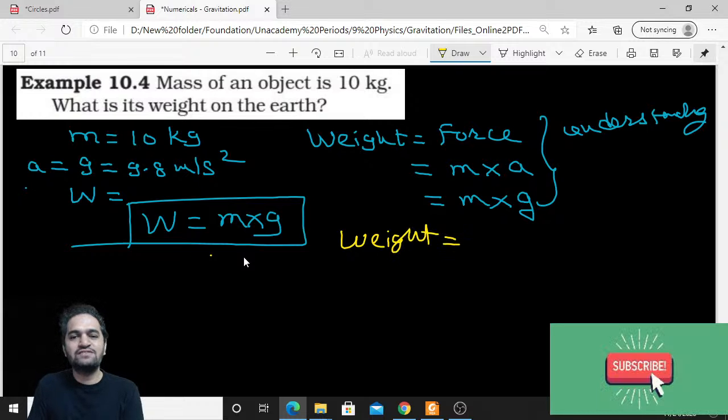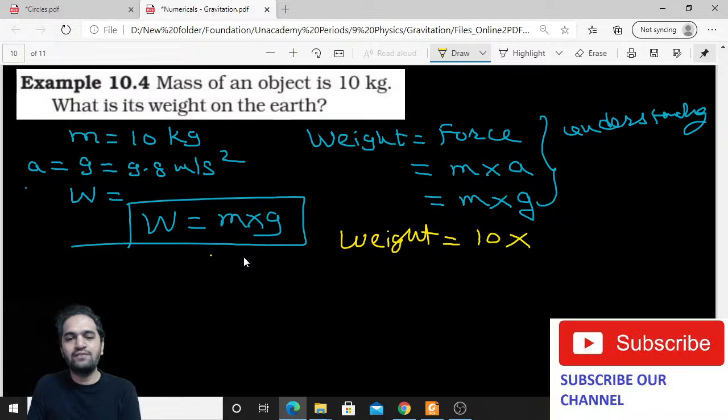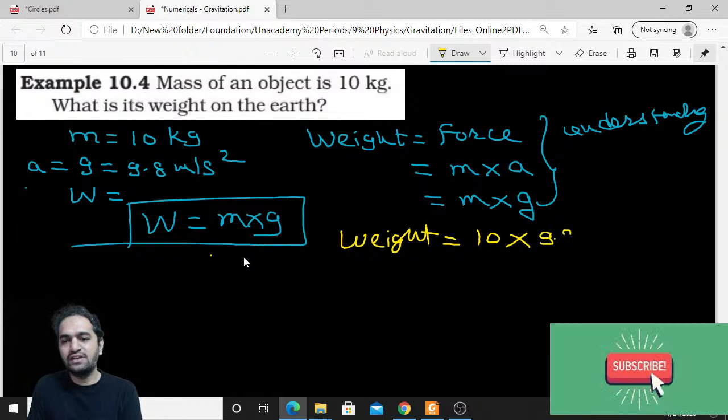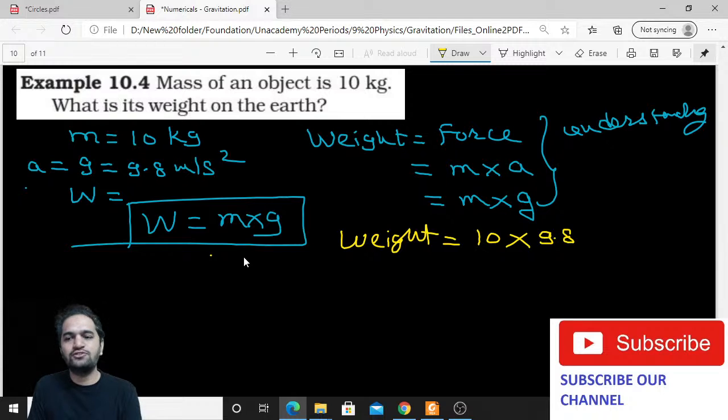Okay, so weight is equal to mass times g. What is the value of mass? That is 10 kg. And what is the value of g? That is 9.8. You just multiply 9.8 into 10, so that would be 98.